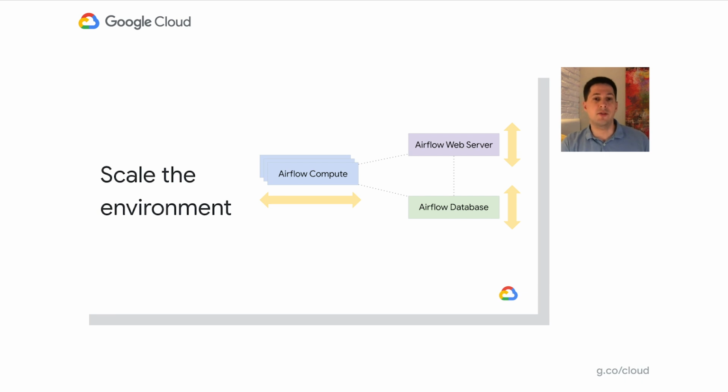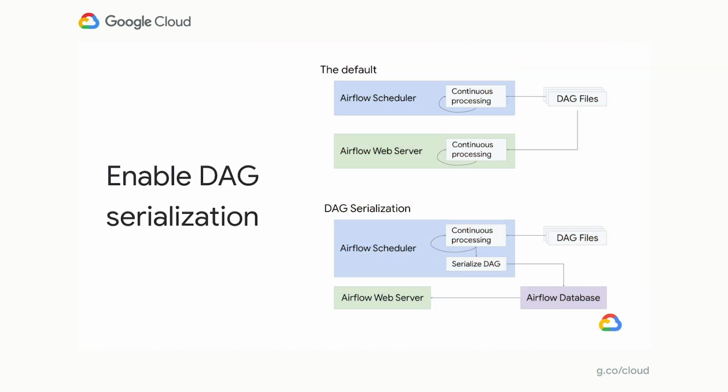So specifically, if you have a lot of different DAGs that the web server has to process, or there's a lot of different users that want to interact with it, you may want to create a slightly larger web server to have the Airflow UI with more capacity as part of your workload. However, what is very important as well when it comes to scaling of the Airflow web server is the next feature I want to introduce, and that is enable DAG serialization.